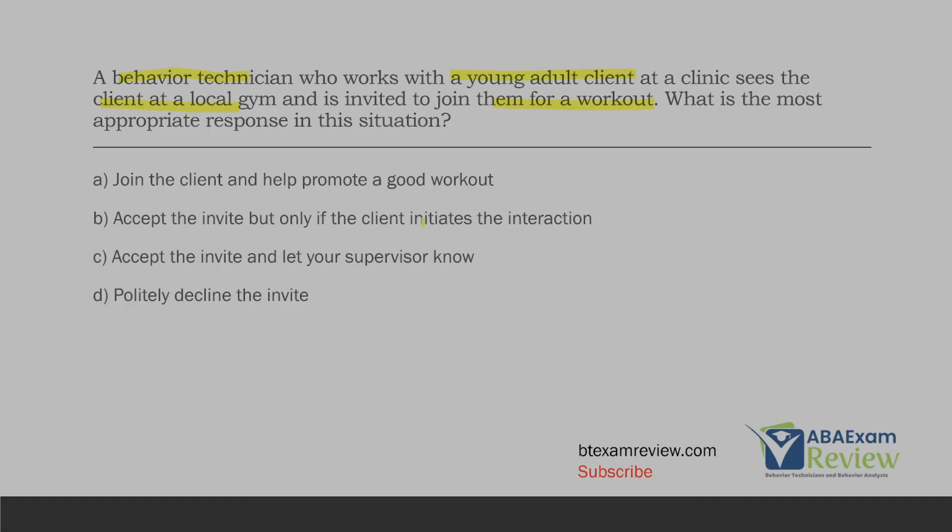B, accept the invite, but only if the client initiates the interaction. Certainly, you can have a conversation if they initiate, right? We're not going to be rude. We just can't make it a social gathering or a social outing. C, accept the invite and let your supervisor know. You should not do that. You should let your supervisor know that they asked for a workout, but you should not actually take the workout. You need to politely decline the invite. Don't think that just because we have an adult-ish client those rules change. Clients and stakeholders, it's a professional relationship only. We don't interact socially, to an extent, outside of our professional relationship.